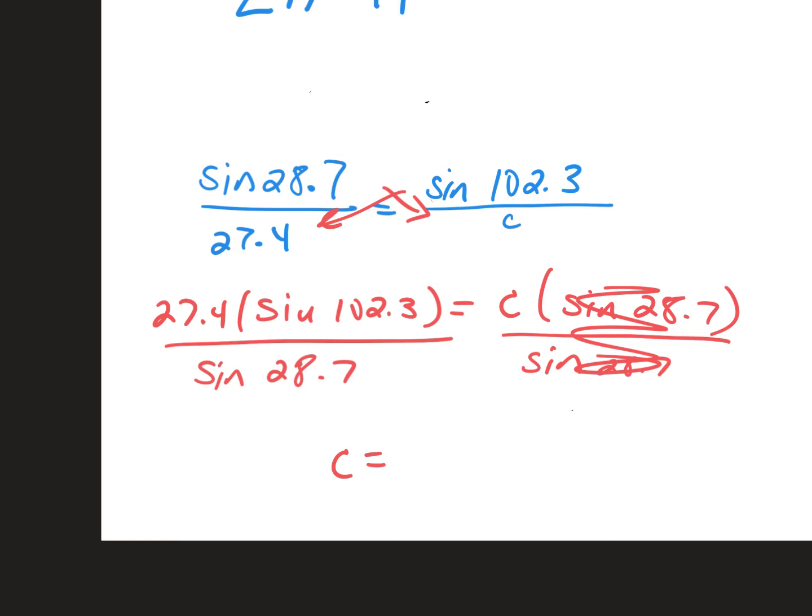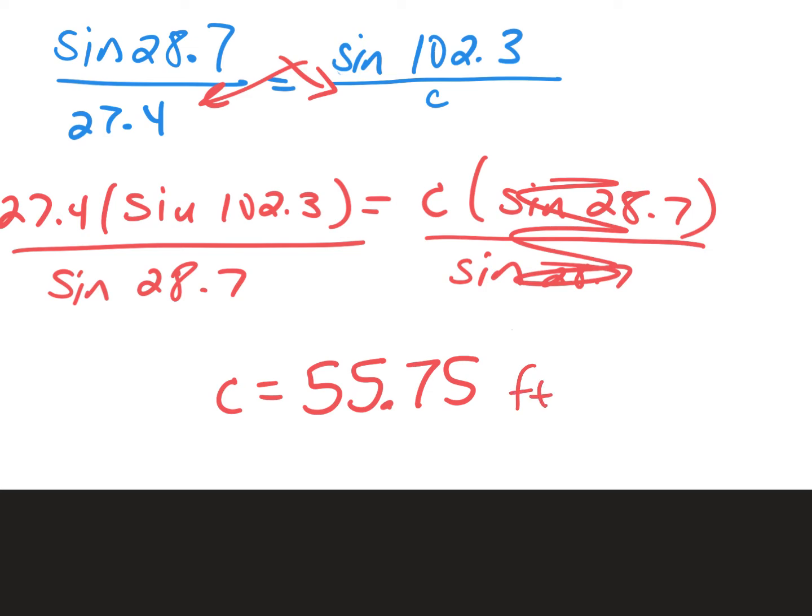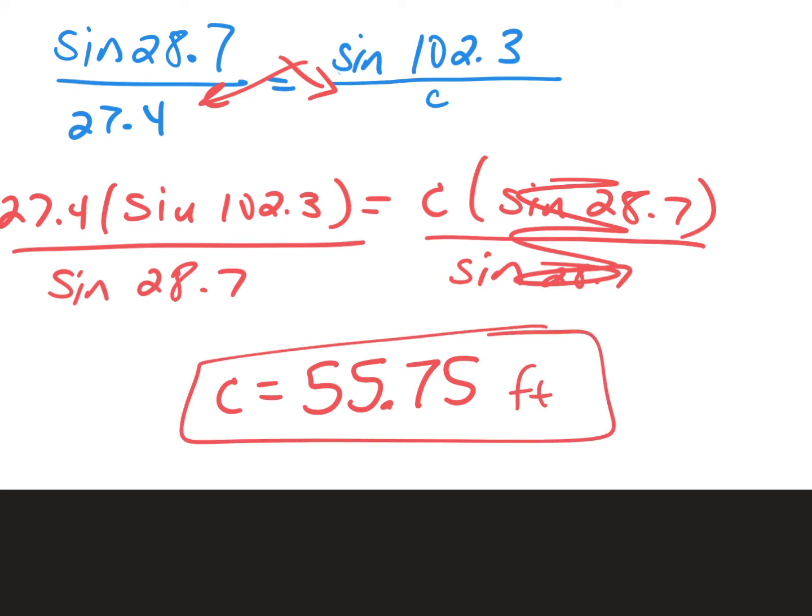I got a negative 55.7. Okay, hold on. That's good that you just got that. Hang on. 55 point, let's say 75. And what are we talking about? Feet? Yeah. Okay, now, if you got a negative, check your calculator mode.